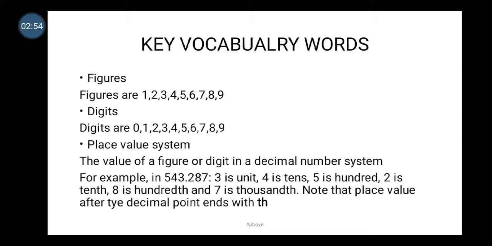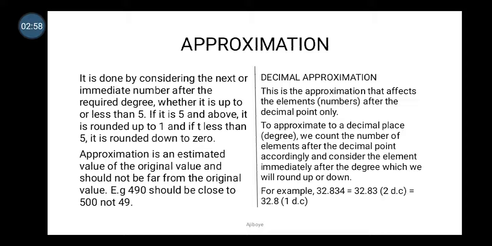All right. So let's watch out for those key vocabulary words. Approximation. It is done by considering the next or immediate number after the required degree, whether it is up to 5 or less than 5. If it is 5 and above, it is rounded up to 1. And if it is less than 5, it is rounded down to 0. Right? This I know you are familiar with.